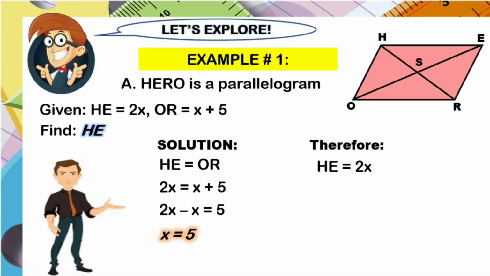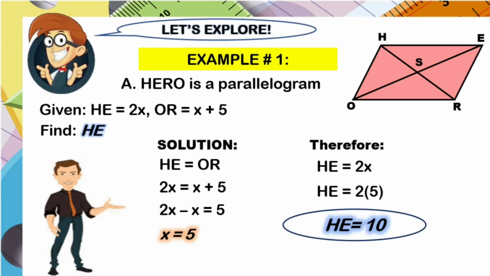After solving for the value of x, which is 5, let us substitute the value of x to the equation of segment HE equals 2x. Therefore, HE equals 2 times 5. Simplifying the equation, we have segment HE equals 10. Now, let's proceed to another example.